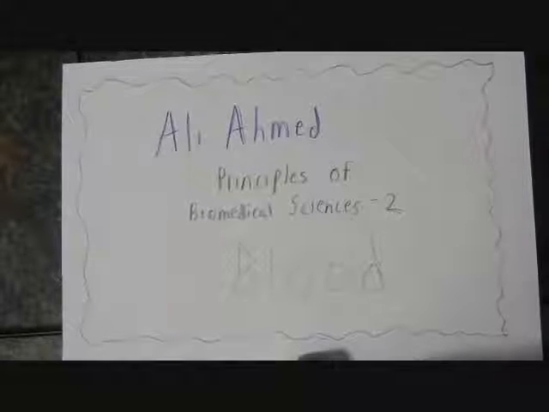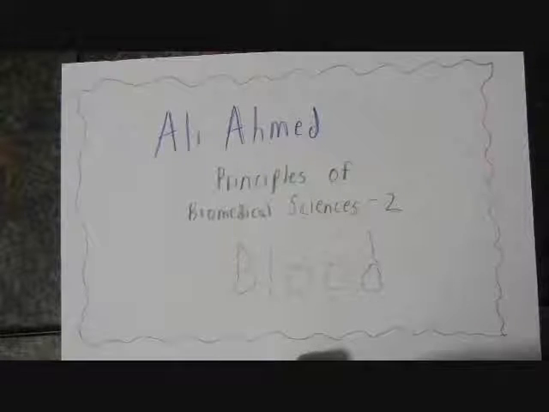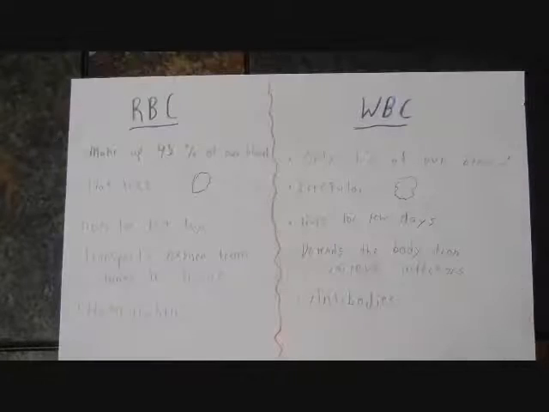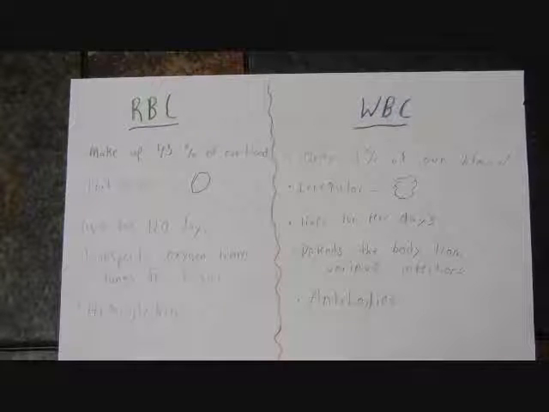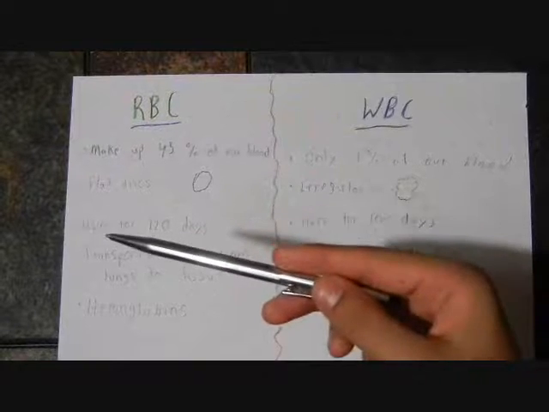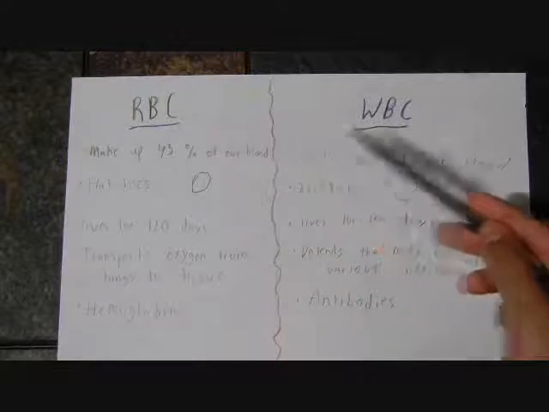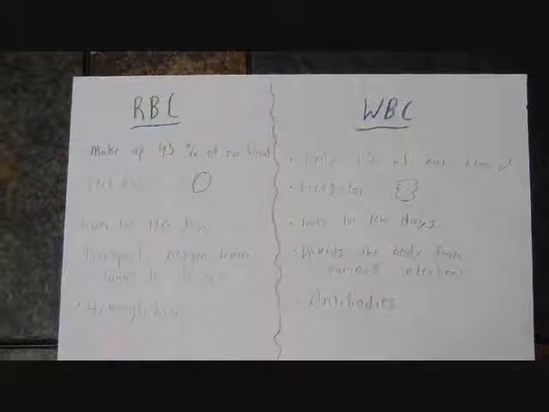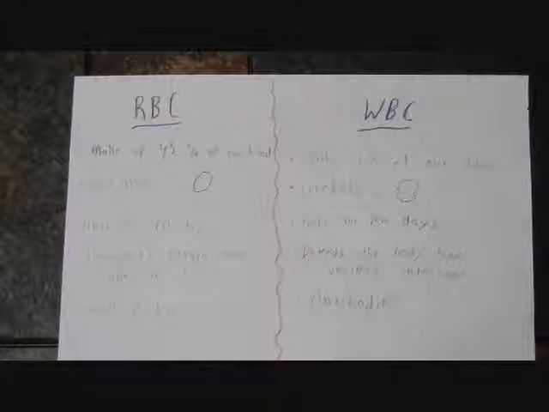I'm in hour 2 of Principles of Biomedical Sciences, and today I'm going to be talking to you about blood. Okay, there are two types of blood cells. There are red blood cells and there are white blood cells. Red blood cells make up 45% of our blood, and white blood cells only make up 1% of our blood.